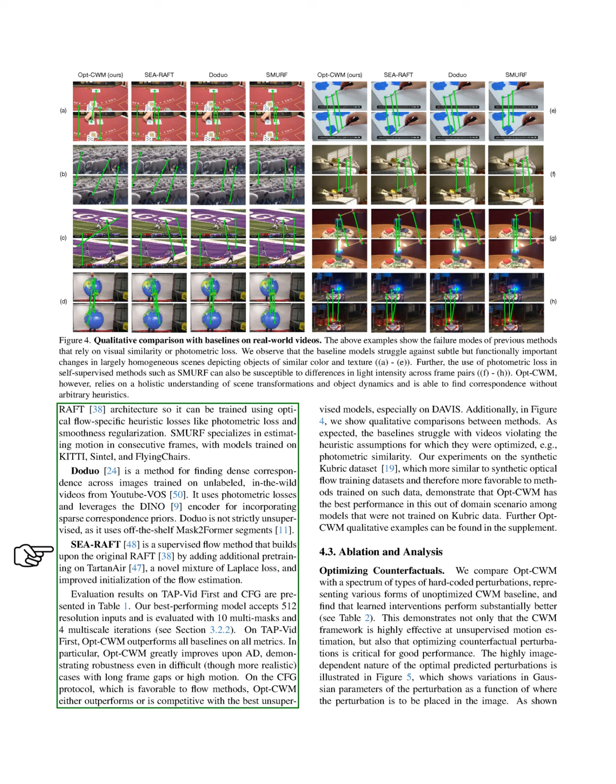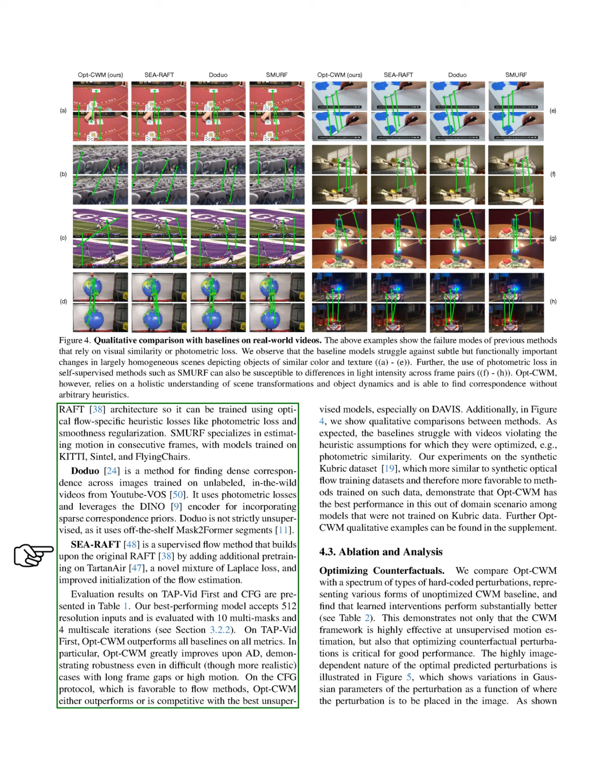SMURF is an unsupervised method tailored for optical flow estimation, modifying the RAFT architecture to train with specific losses like photometric loss and smoothness regularization. It focuses on estimating motion between consecutive frames, using datasets like KITTI, Sintel, and Flying Chairs. DoDNet finds dense correspondences across images using unlabeled videos from YouTube VOS, employing photometric losses and the DINO encoder for sparse correspondence. However, it is not entirely unsupervised since it utilizes segments from Mask2Former.